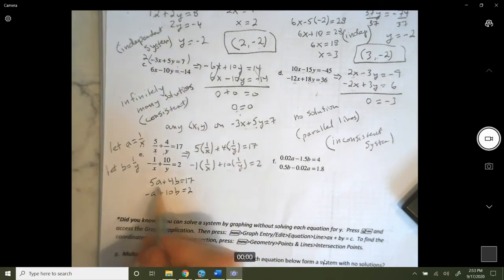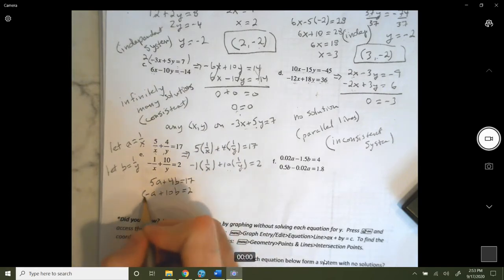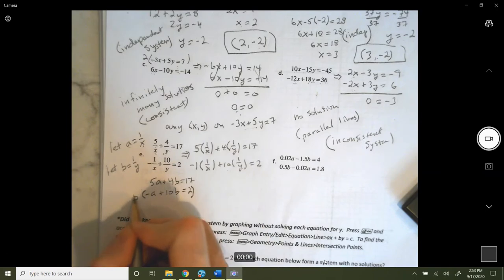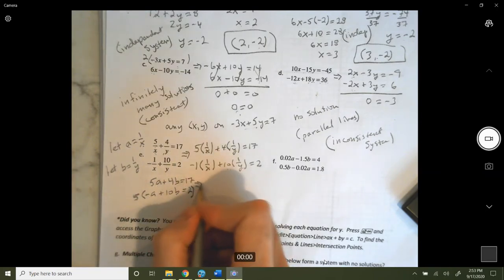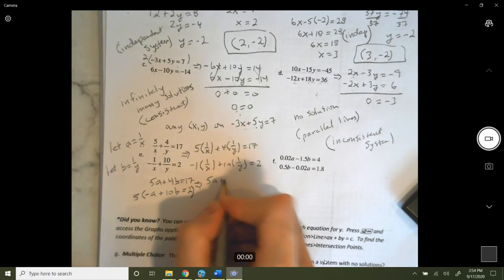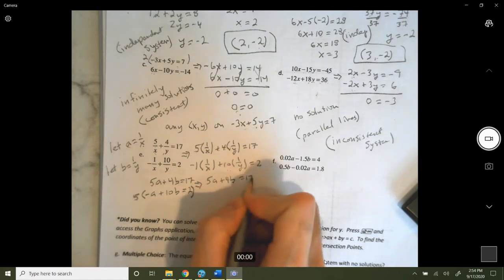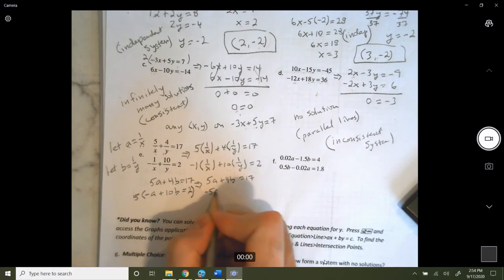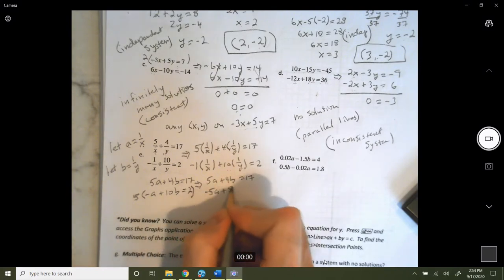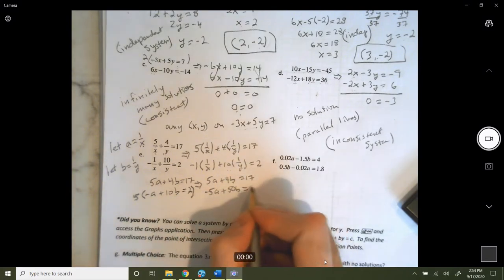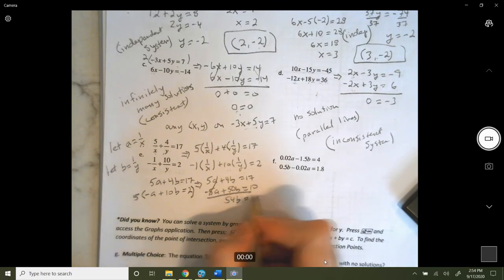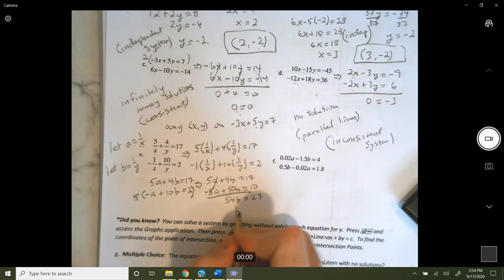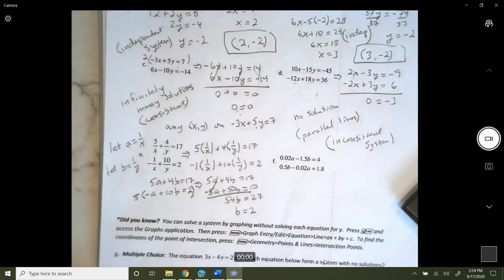And now I can use elimination. I can multiply this equation by 5. And then I've got 5a and negative 5a. So 5a plus 4b equals 17. Negative 5a plus 50b is equal to 10. Add these together, the a's go away. I've got 54b is equal to 27. So b is equal to 2.